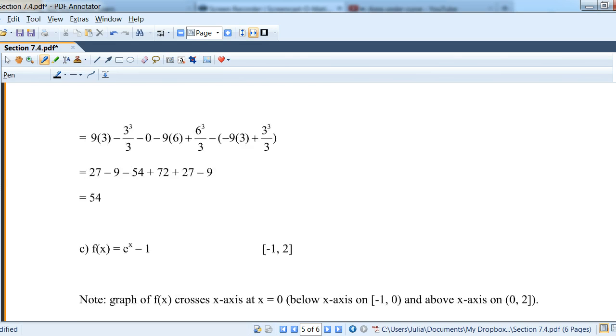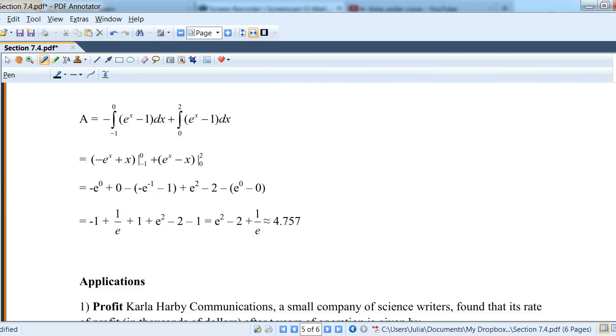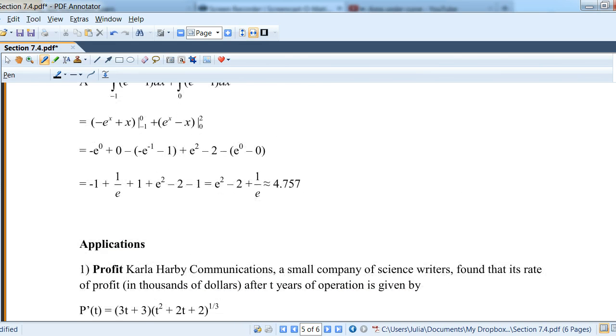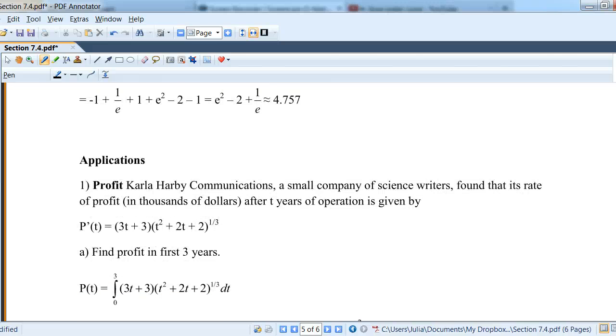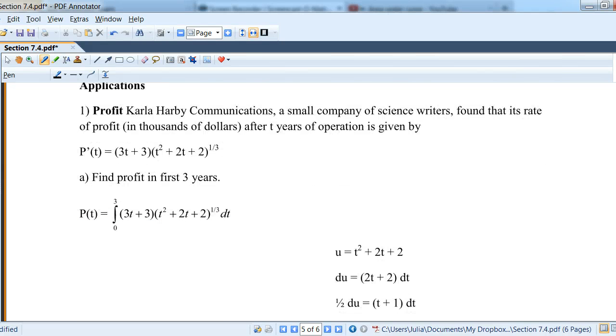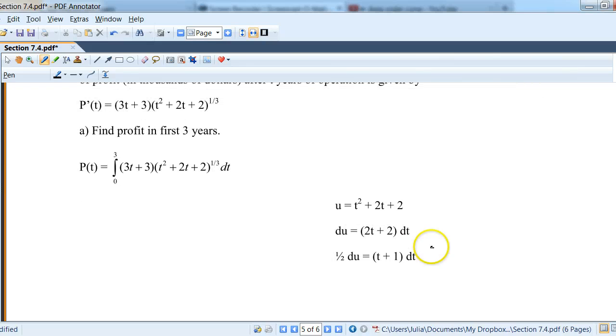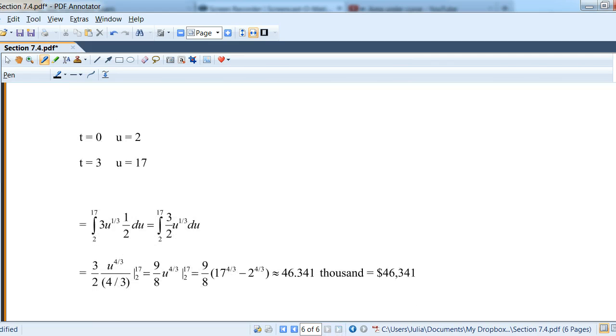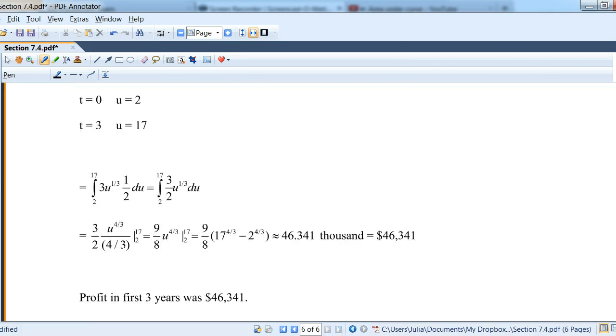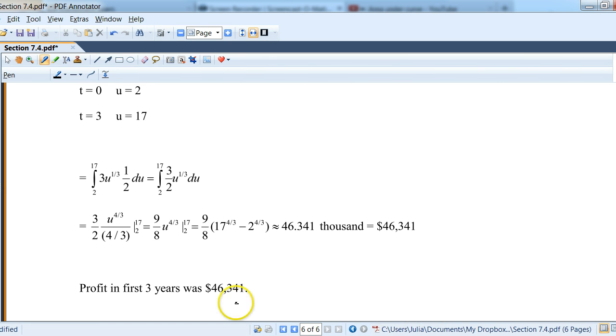And I think I did the same thing with e to the x minus 1. And the application was the same way, I believe. I'm just scrolling down because it's already a 20-minute video. But I wanted to show you, I'm trying to write this the same way I would write it out on a sheet of paper. Notice how I put u on the side, the du on the side, and so on. So hopefully you can follow it the same way. And again, 46.341 thousand at the end. I can multiply it by 1,000 and so on. So the idea is exactly the same.